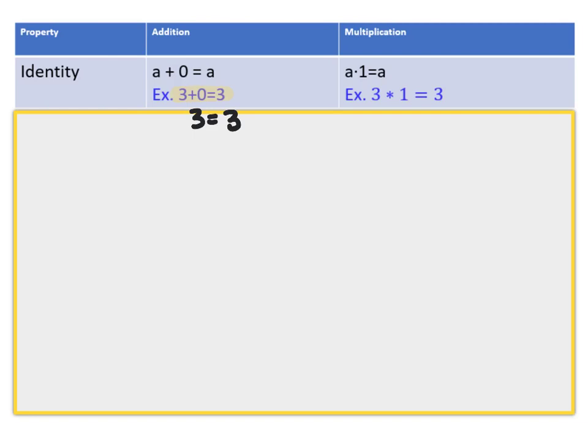For the multiplication property, it says that a times 1 equals a. So 3 times 1 equals 3. And if we simplify this, 3 times 1 equals 3, so 3 equals 3. Notice that in both these examples, the number is staying the same. It's keeping its identity.